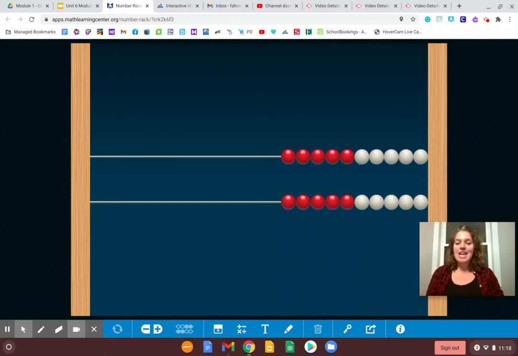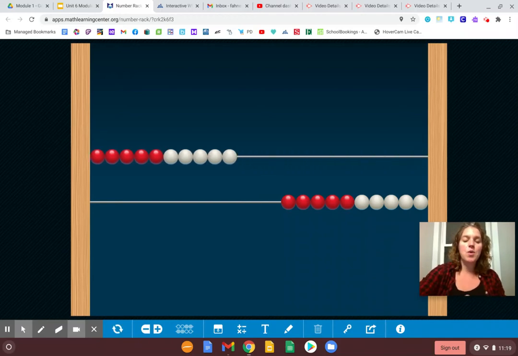All right, so if I'm looking here, we've got 10 on the top and 10 on the bottom. And so when we are adding 10 and some more, we're going to go ahead and push this whole group over. There's our 10. And then we'll add some more on the bottom.